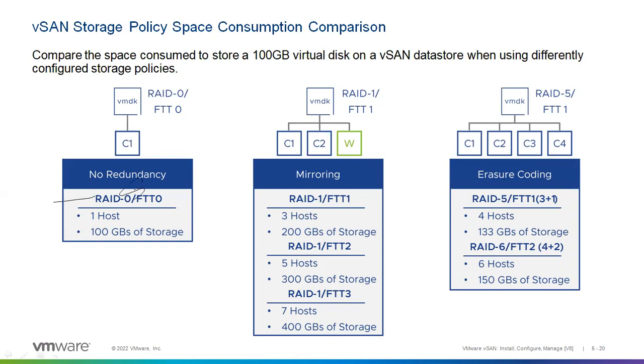Sir, there is no RAID 6 FTT1, right? No, the concept is not there. RAID 6 is always dual redundancy. Even if you do a hardware RAID itself, there are 2 parities. Okay. RAID 6 is always with FTT2.